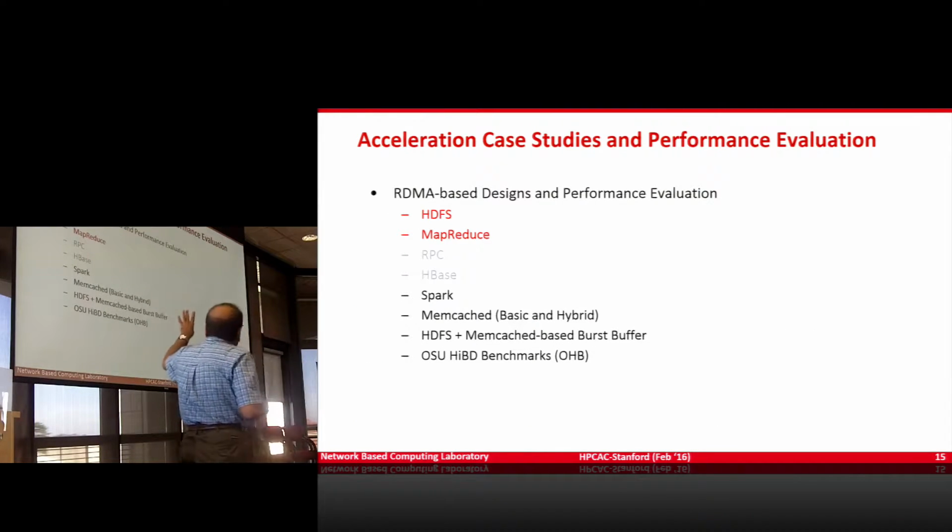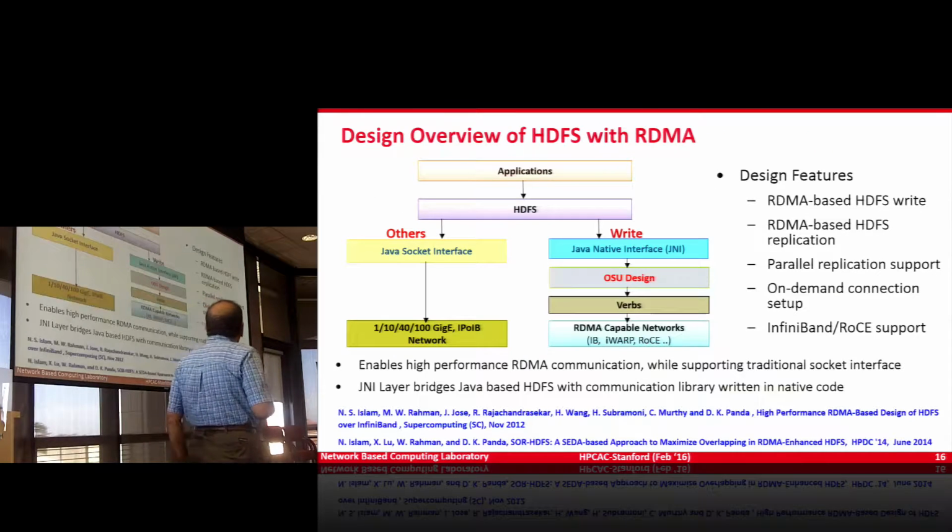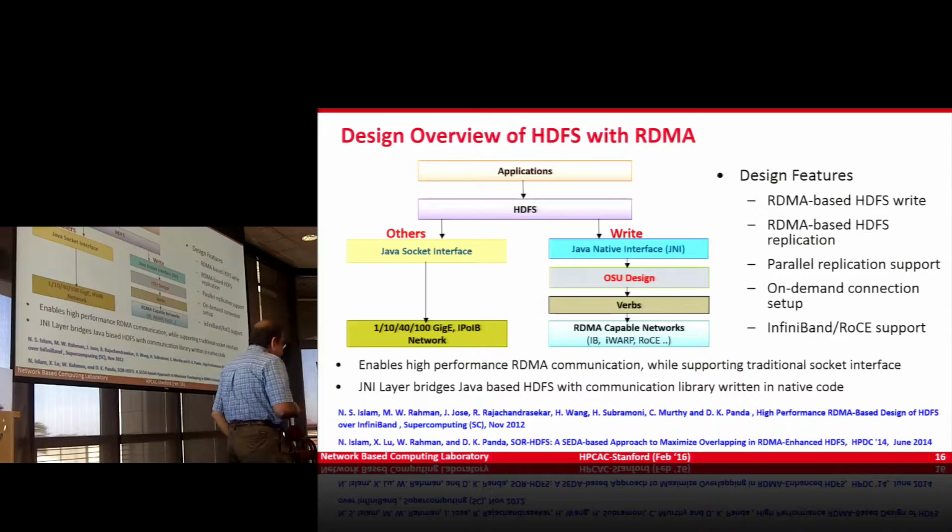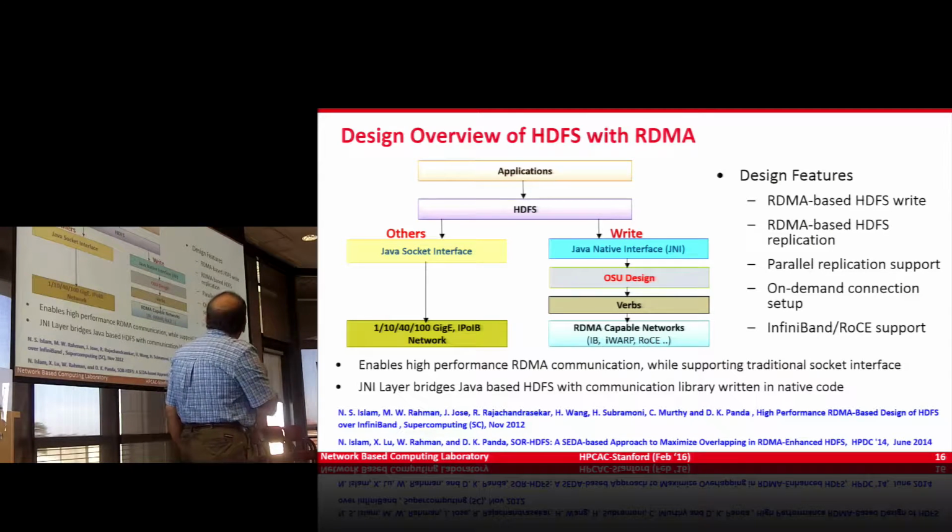Let me just touch a few of these things. We may not have time to go over all of them. I'll start with HDFS and MapReduce, then go into Spark and some of Memcached, and now we have some advanced stuff like even combining HDFS with Memcached, designs we are working on. So this is a very high-level picture. We started this work, and this was the first. We tried to ask the question of how we can enhance HDFS with RDMA. This paper was published in Supercomputing 2012, almost three years back.